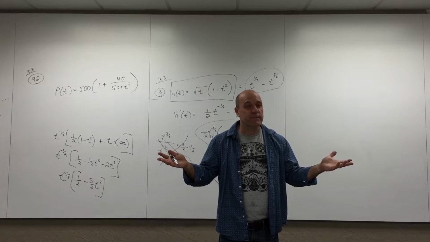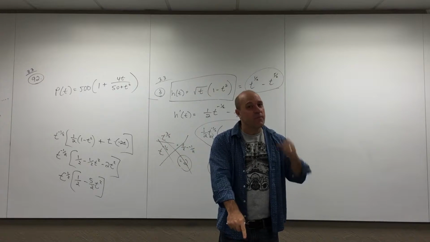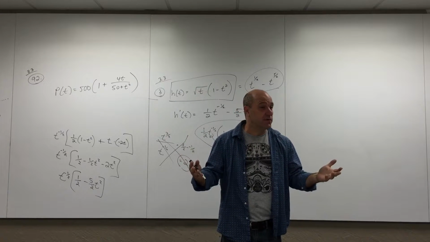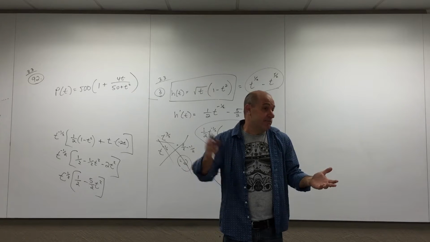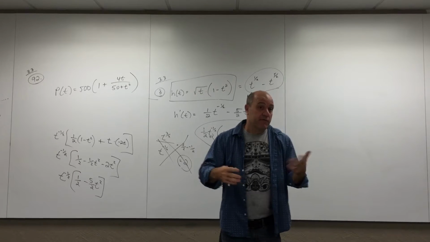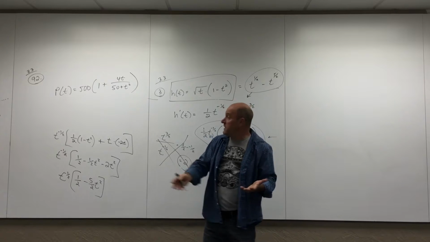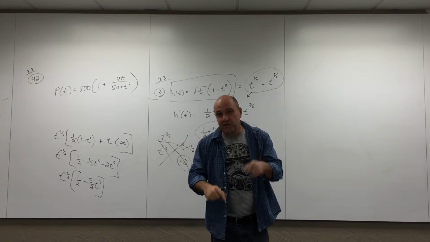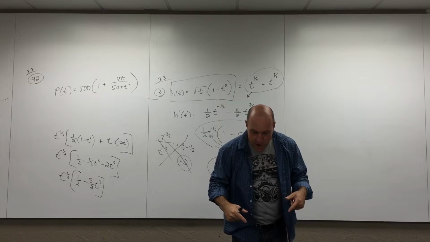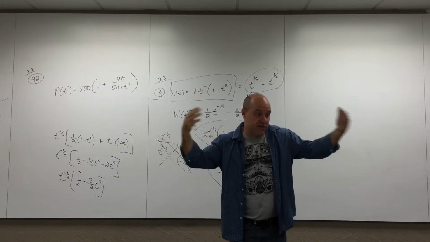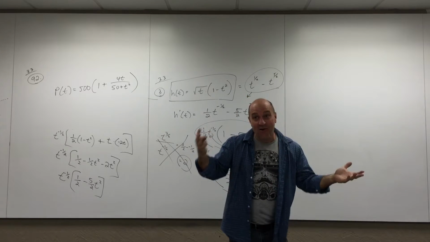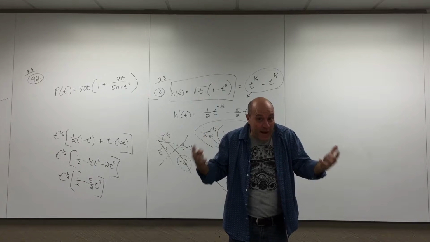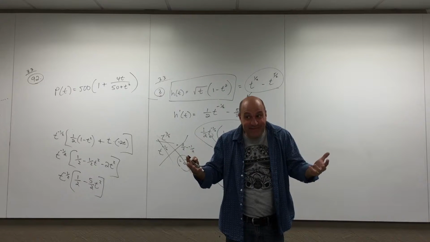Find the derivative. They didn't ask for the population. They didn't say find the population when T is 2. That would be an algebra problem. There's no calculus there. Find the population when T is 2 would mean plug in a 2. But they said find the rate at which the population is growing. The rate at which it's growing is the slope. The rate is a slope. Rate is a derivative.